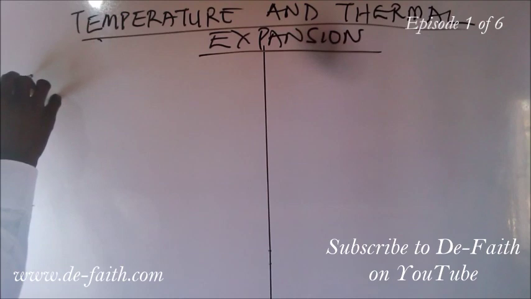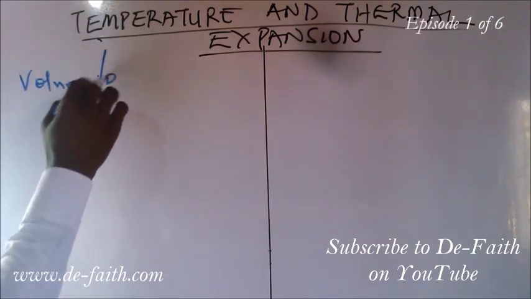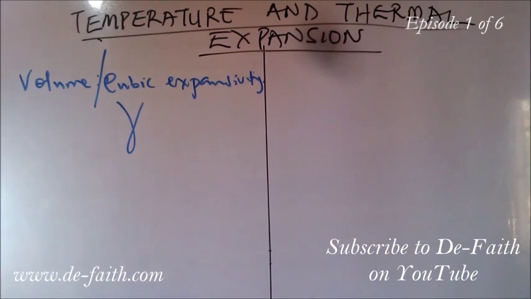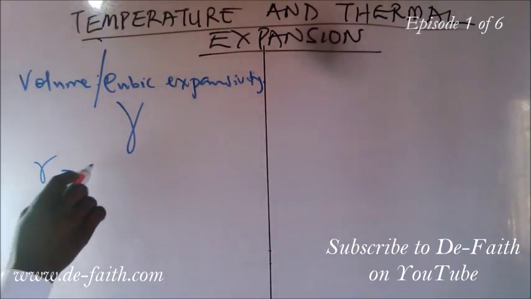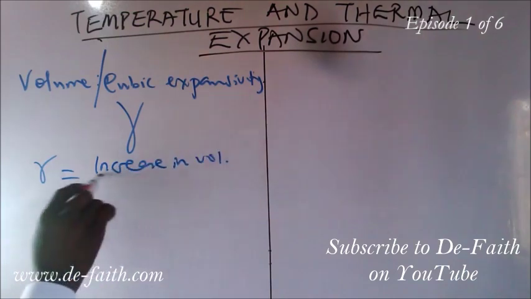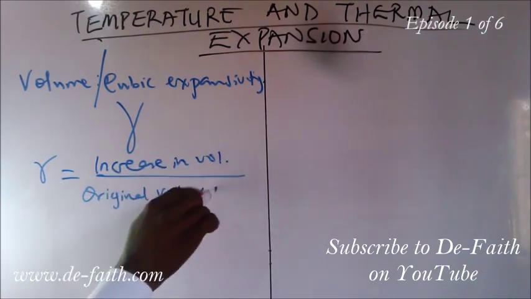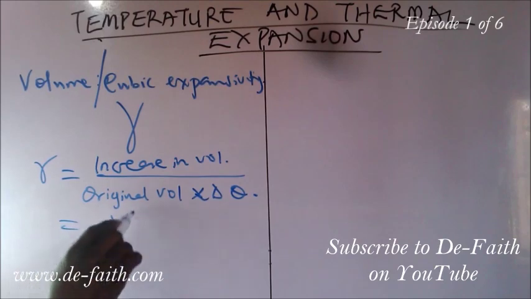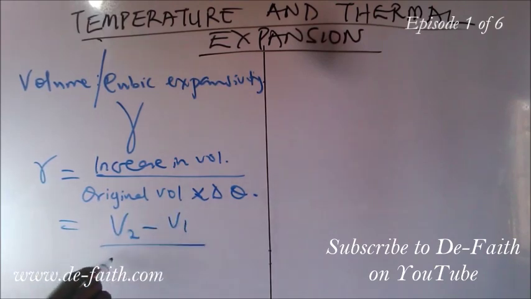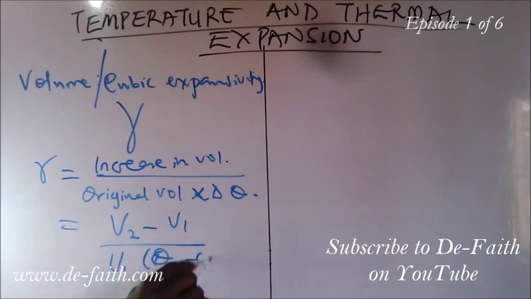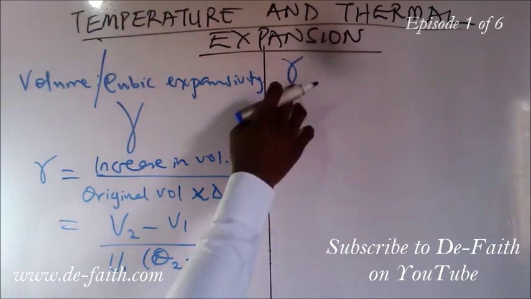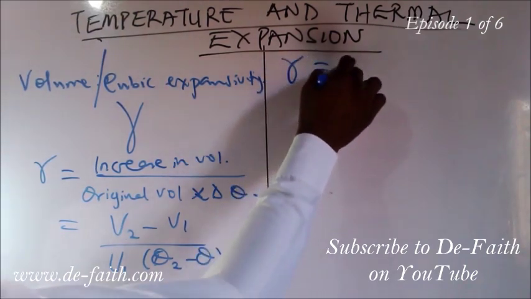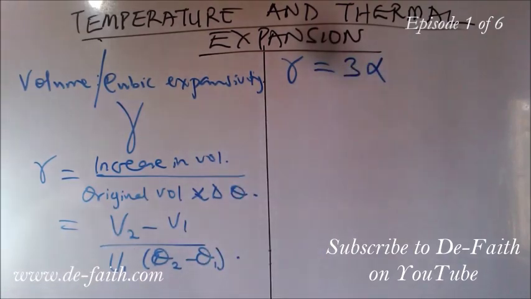So when we talk about a solid body, the volume or cubic expansivity has a sign as this. Now, volume or cubic expansivity is an increase in volume per unit volume for each degree rise in temperature. And we have it as the increase in volume over the original volume times the change in the temperature, which is V2 minus V1 over original volume times the change in the temperature. Take note that volume expansivity can also be gotten by multiplying linear expansivity by 3.